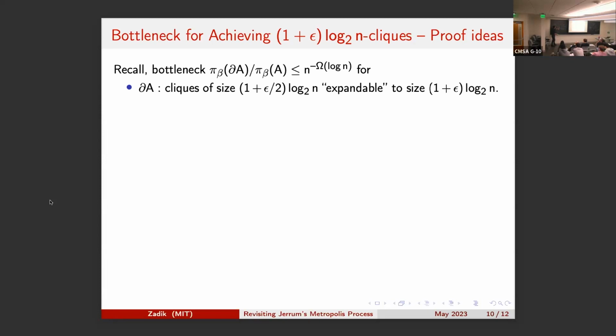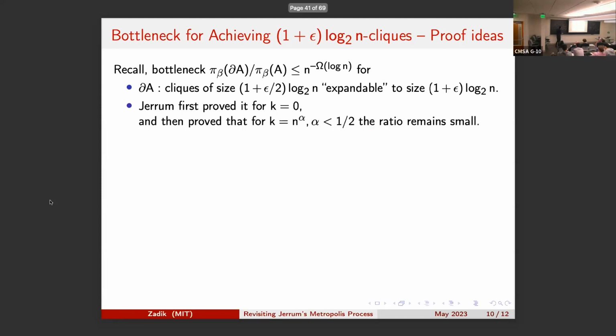But now you can think of it also, because it will be helpful, as if you fix the instance of G and ask what's the probability that if I choose a (1+ε) log n clique at random, it is expandable. That's obviously a similar thing. And then he proved that this is n to the minus omega of log n. Now, he noticed that his proof carries through all the way to root n.